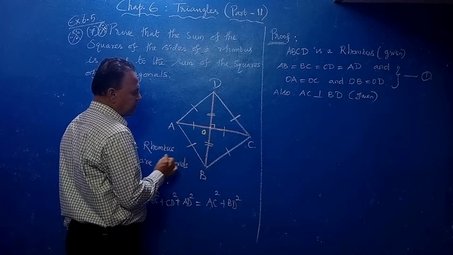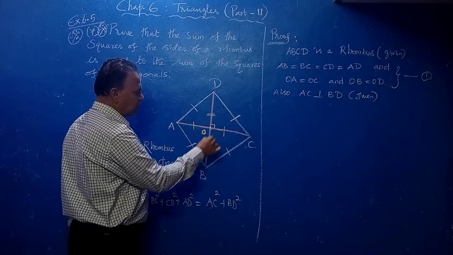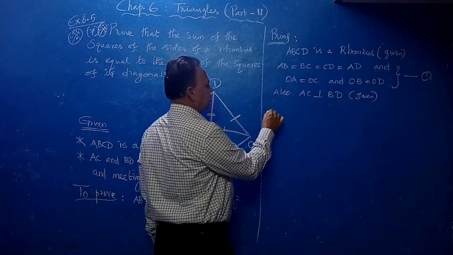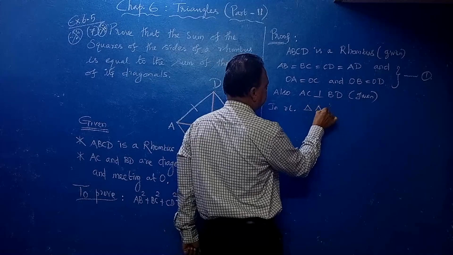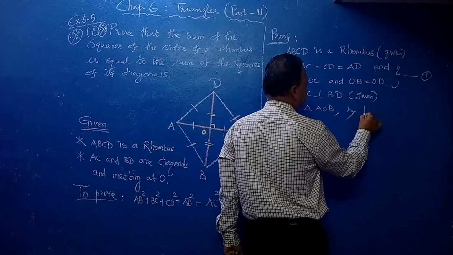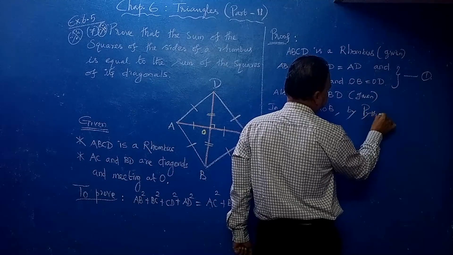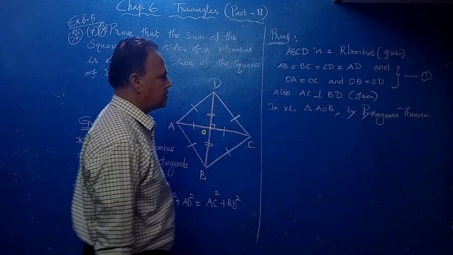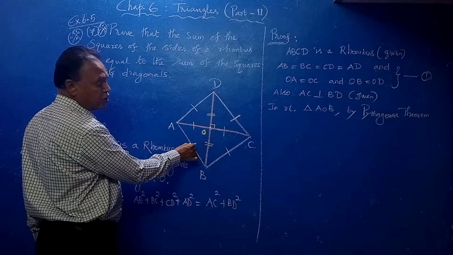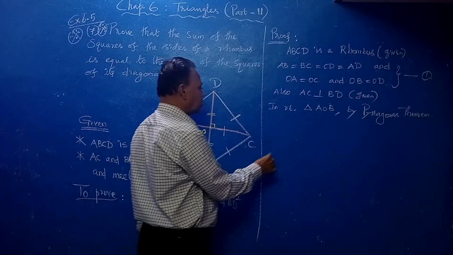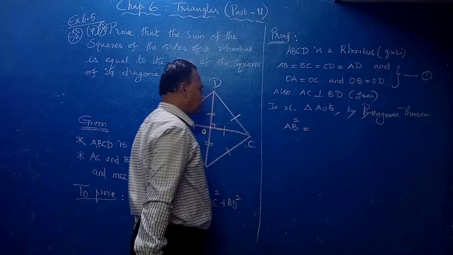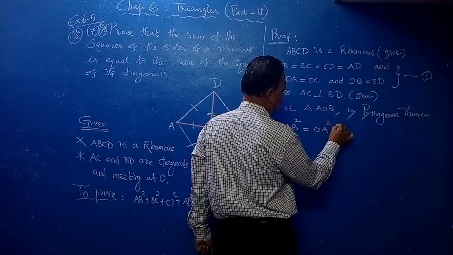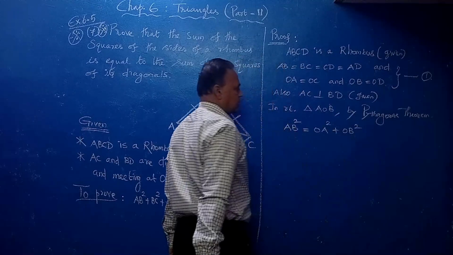Therefore, in right triangle AOB, you can take AOB or COB, anyway. For my convenience, I am taking AOB. In right triangle AOB, by the Pythagoras theorem, the side opposite the 90 degree angle is the hypotenuse. So AB squared is equal to OA squared plus OB squared. Right.